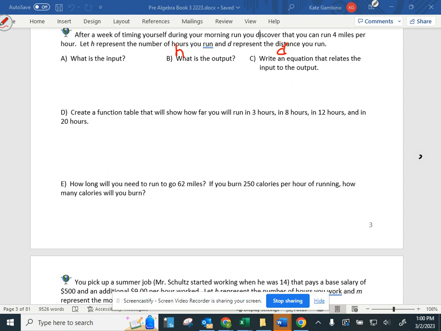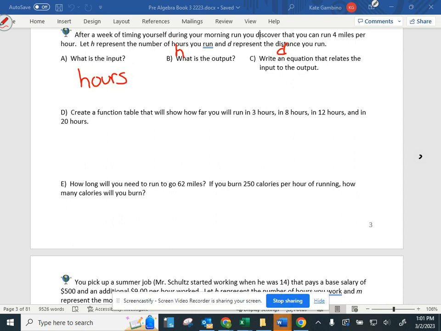So I'm timing myself running, and I want to see how far I go for my time that I run. What do you think the input is going to be? Is it going to be the hours that I run or the distance that I go? Hours. What do you think, James? It would be hours. Why would it be the hours? Because that's the thing that you put. That's what you're putting into it.